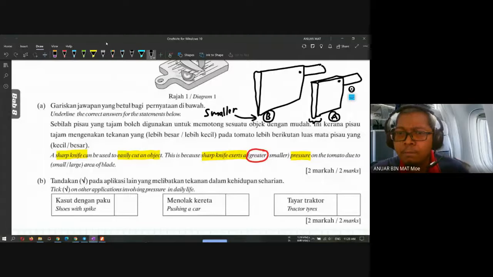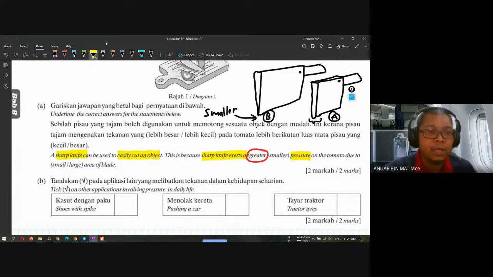Yeah, okay, correct. B will have a greater pressure, and then for the knife A, we have what we call small pressure, so that you cannot cut very easily because the surface area is larger here. So you may be crushing the tomato. All right, continue. So we have greater pressure on the tomato due to this one, very easy.